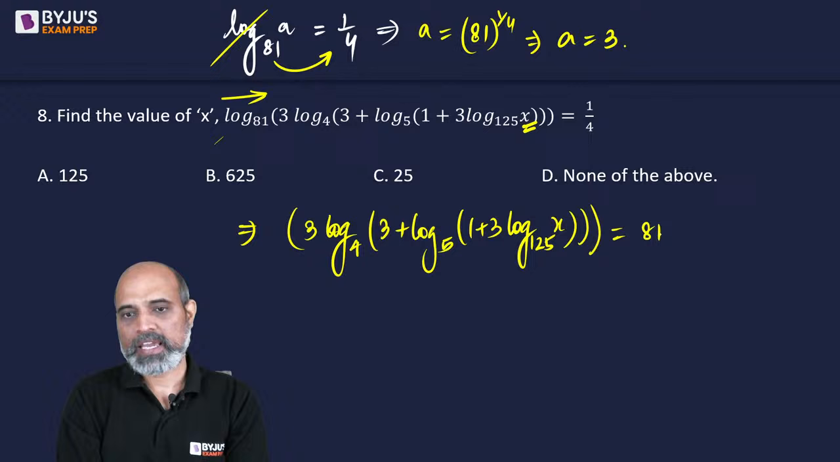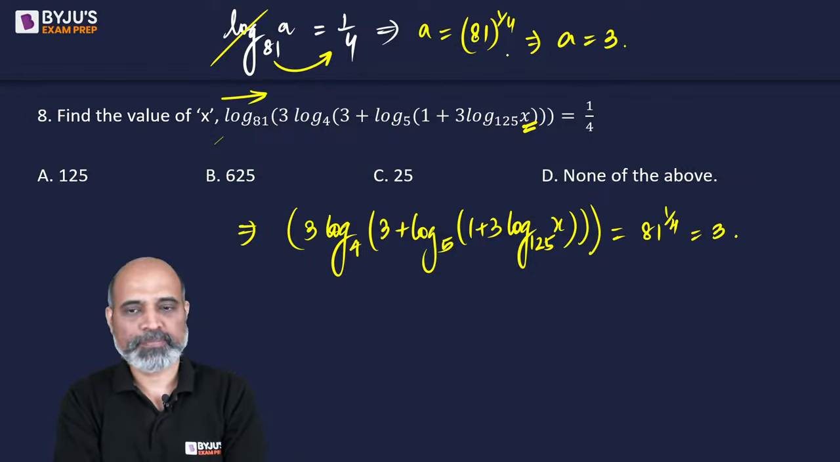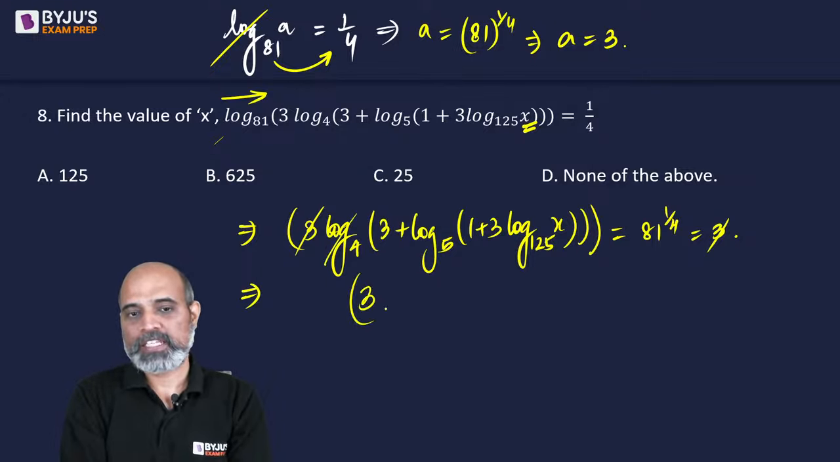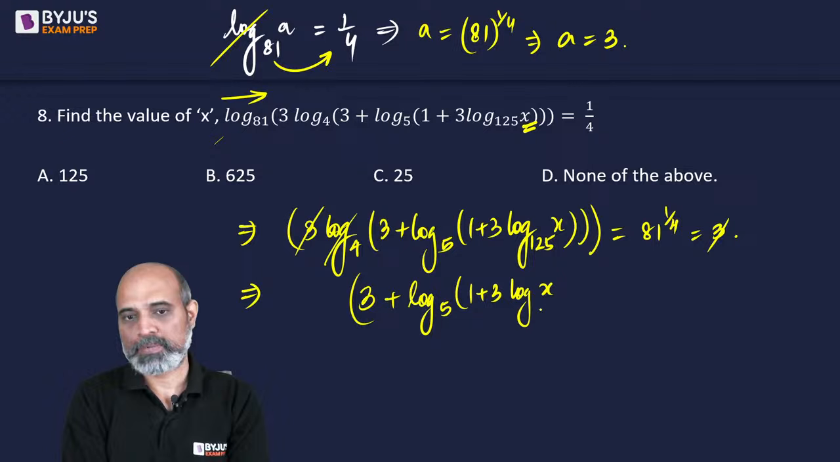This is going to be 81 to the power 1 by 4, which is going to be 3. The exact same thing what I did before. Now, if I open the next bracket, this 3 and this 3 goes away, right? And if I remove the log, I'll be left with the next bracket, which is 3 plus log to the base 5, 1 plus 3 log x to the base 125, 2 brackets.